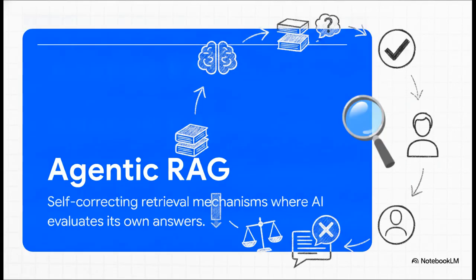Next is agentic RAG. Standard RAG is essentially a simple one-way street. Retrieve data, generate an answer, deliver it. Agentic RAG introduces self-correcting mechanisms. Basically, you're forcing the AI to grade its own homework. It's given the autonomy to evaluate its drafted answer. If it detects a hallucination or realizes the retrieved context doesn't actually answer your prompt, it trashes the draft, adjusts its search parameters, and tries again, all before you even see the final output.